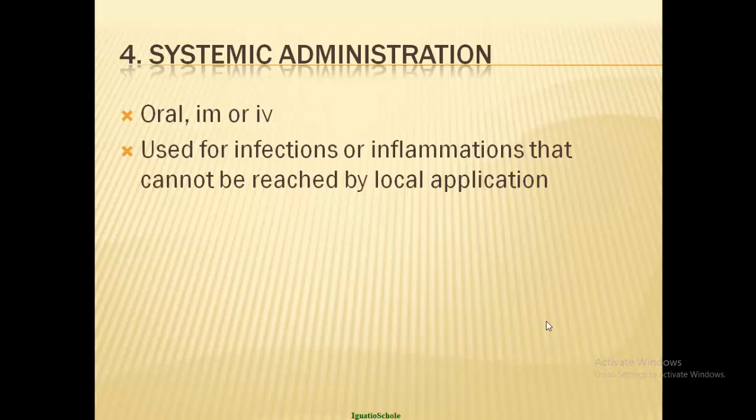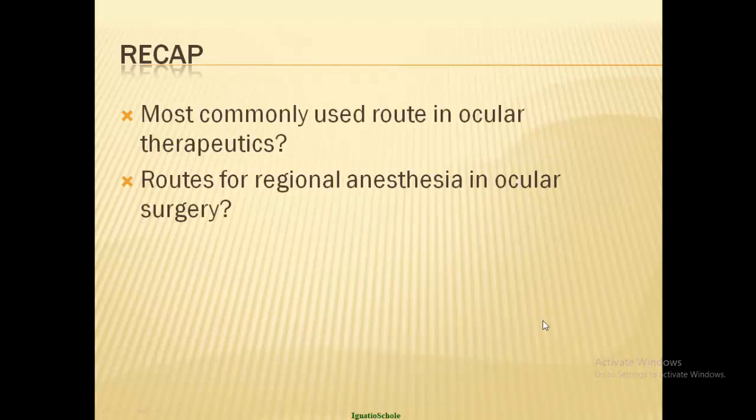So the basic facts we should learn from today's lesson are that in ocular therapeutics or ophthalmology, the topical route is most commonly used, instillation into the conjunctival sac, and in that also mainly eye drops are used. And for regional anesthesia in ocular surgery, the peribulbar route is most commonly used.